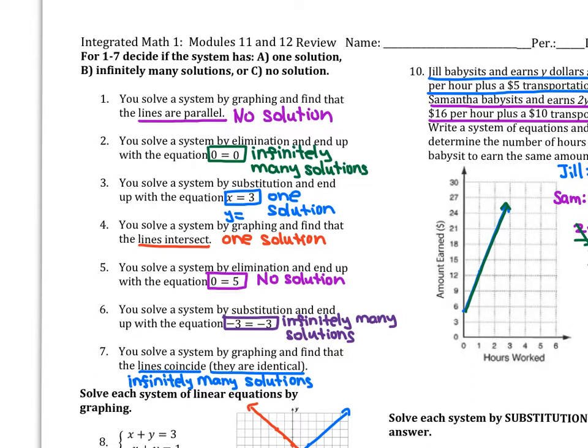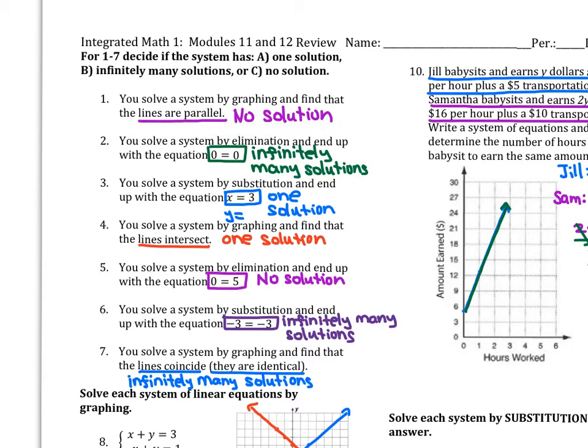In problems number 1 through 7, you're looking for a keyword. You're not responsible for actually graphing the problem. So you're looking for something in the problem that is a keyword as to what the solution is. So in problem number 1, the fact that the lines are parallel proves to me that the lines are never going to intersect, so there will be no solution.